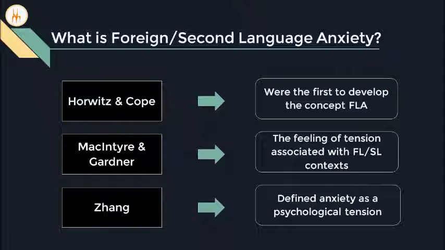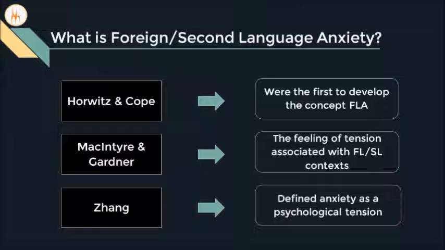Definition of foreign language anxiety or xenoglossophobia. Horwitz and Cope define it as a distinct complex construct of self-perception, beliefs, and feelings related to classroom language learning. Moreover, McIntyre and Gardner define it as a feeling of tension associated with foreign language contexts, including speaking, listening, and learning. Likewise, Sang defined anxiety as the psychological tension of the learner.